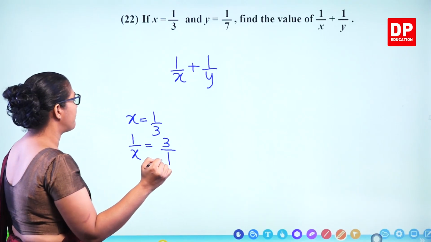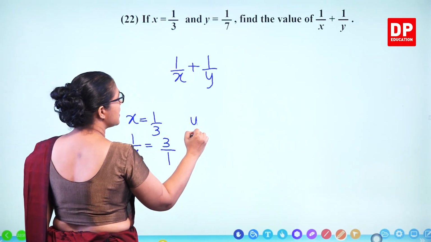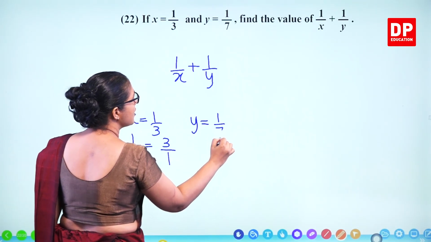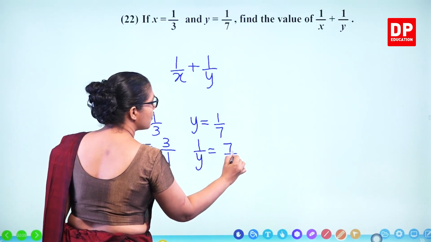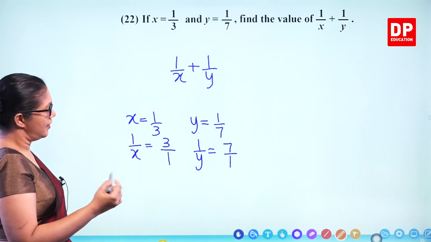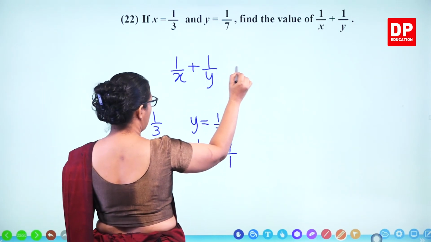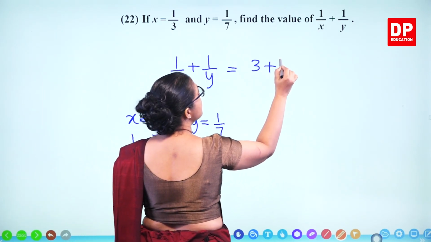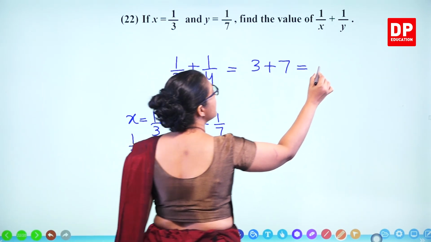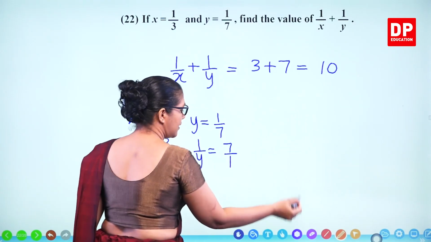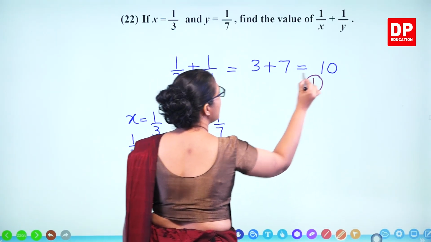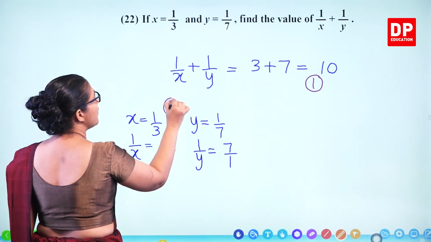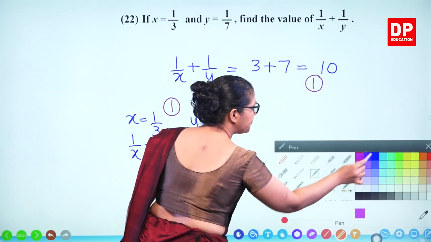So 3. y equals 1 over 7. So what is 1 over y? Again upside down, 7 over 1. Now substitute. This is 3, this is 7. 3 plus 7, 10. So 10 is the answer. So 2 marks, 1 mark here and 1 mark for the method.